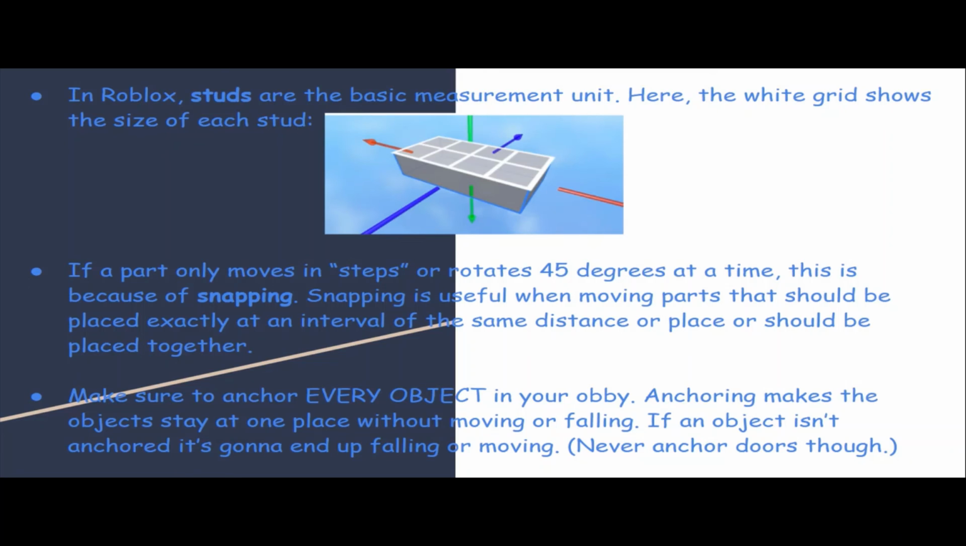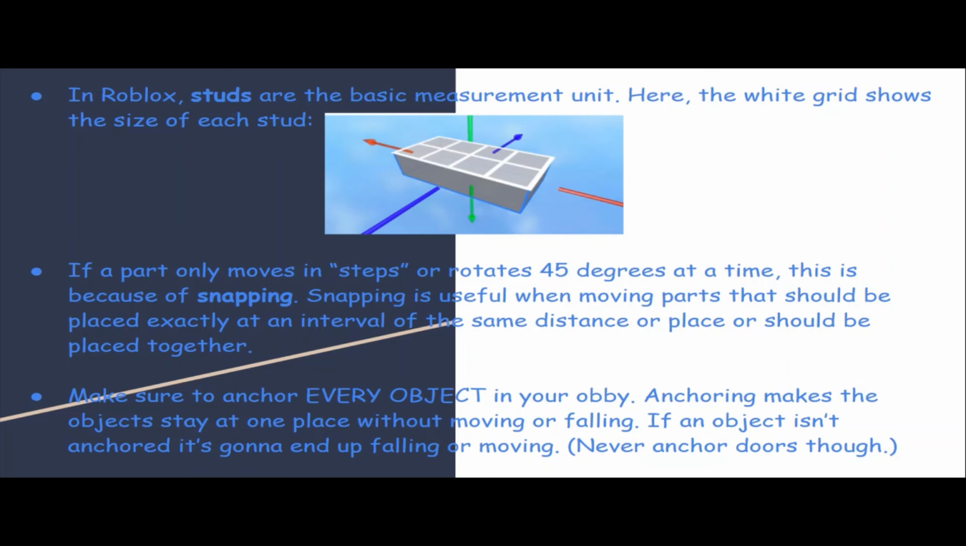So you can find that anchor in your home tab and model tab respectively. I have explained about anchoring in the video itself, but just over here I'm giving you a small recap. Once you anchor something, it won't move or fall from that place. And if an object isn't anchored, then it's going to end up falling or moving.